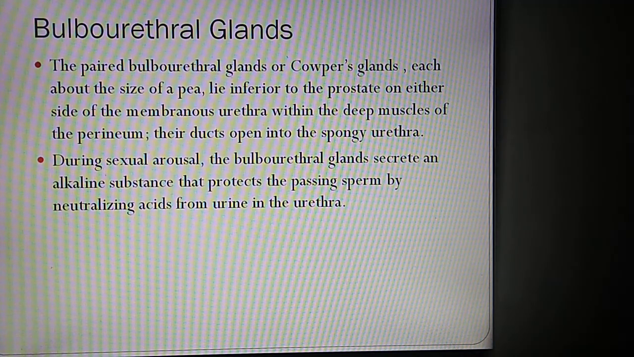The third glands are the bulbourethral glands. The paired bulbourethral glands or Cowper's glands, each about the size of a pea, lie inferior to the prostate on either side of the membranous urethra. Within the deep muscle of the perineum, their ducts open into the spongy urethra. During sexual arousal, the bulbourethral glands secrete an alkaline substance that protects the passing sperm by neutralizing acid from the urine in the urethra.